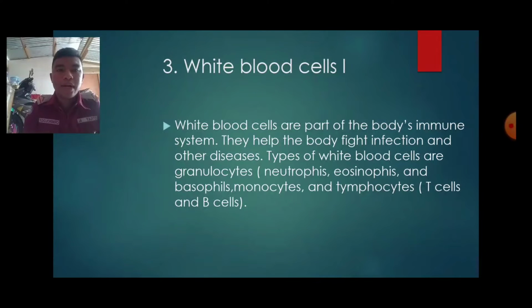And the number 3 is white blood cells. White blood cells are part of the body's immune system. They help the body fight infection and other disease. Types of white blood cells are granulocytes, neutrophils, eosinophils, and basophils, monocytes and lymphocytes, T cells and B cells.